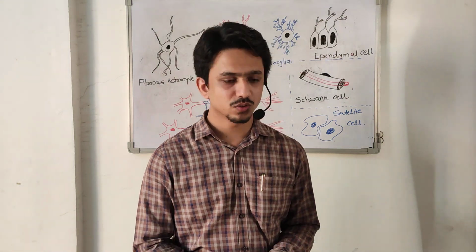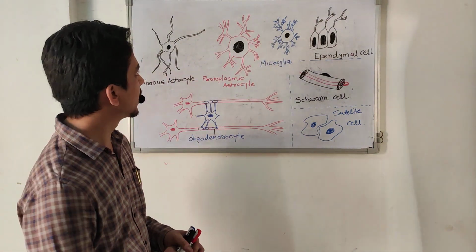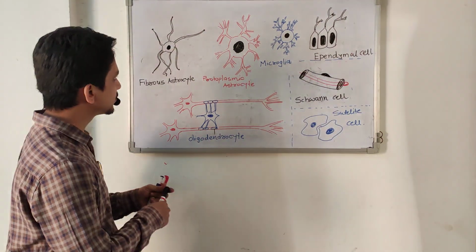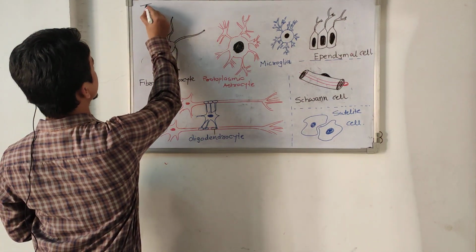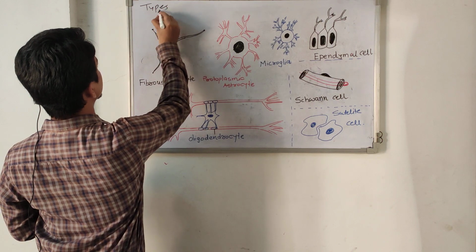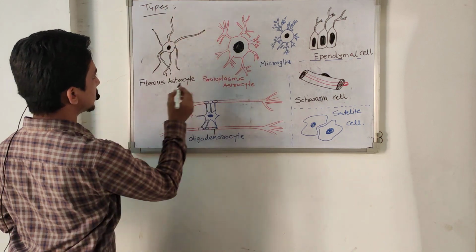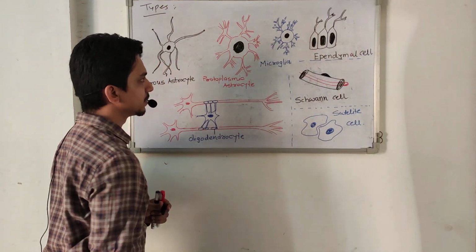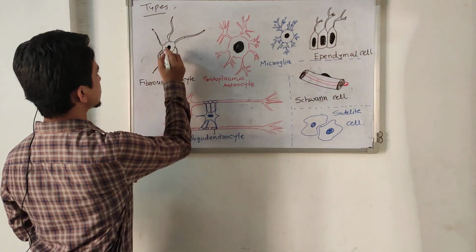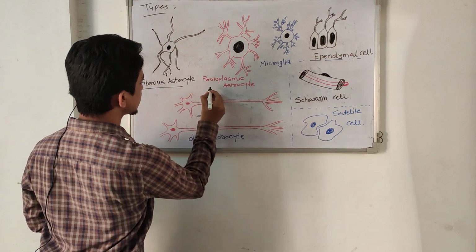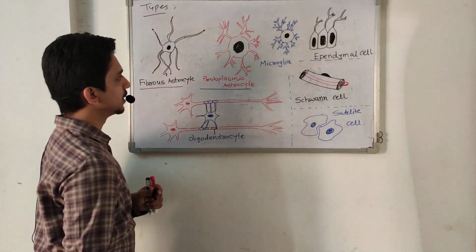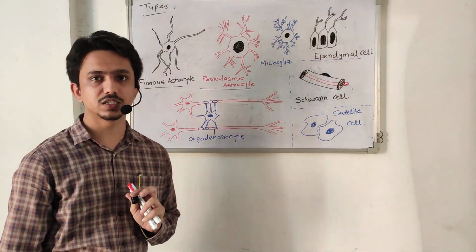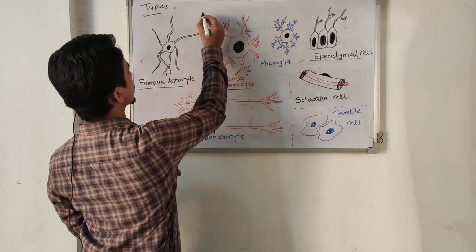Okay. So now we discuss types of neuroglia cells, or glia. Basically, types of glia cells. So these are one, two, three, four, five. Actually, it's four, because this is subtypes: fibrous astrocytes and protoplasmic astrocytes. This is one cell type. So there are basically four types of glia cells present in the central nervous system.